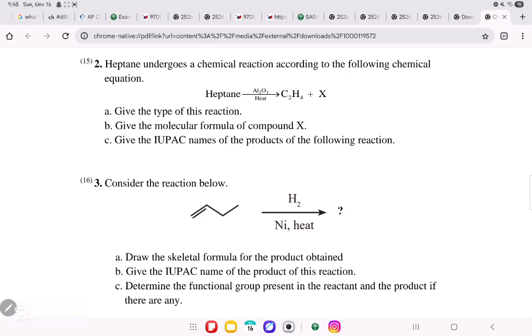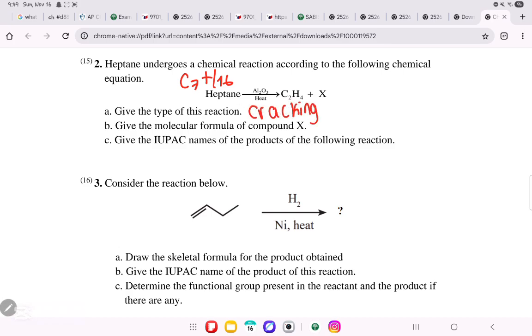What does it say? Heptane undergoes a chemical reaction according to the following chemical equation. What does it mean, heptane? Heptane is C7H16, right? It will undergo what? It will undergo this is cracking.